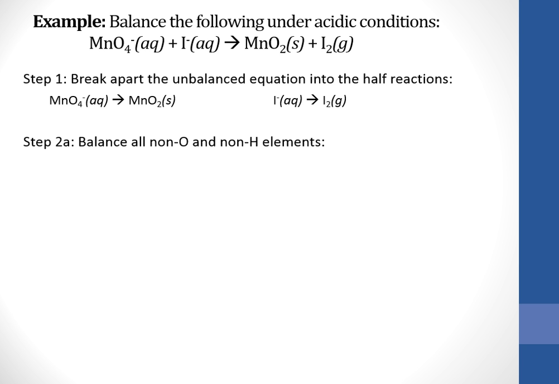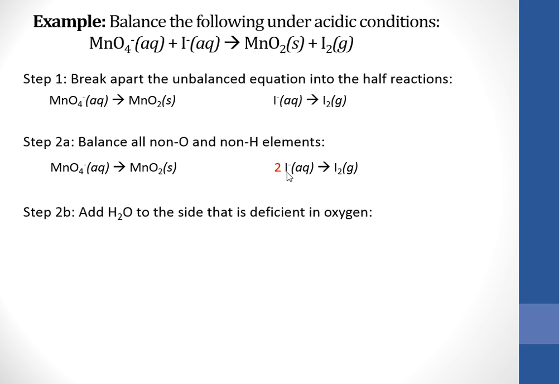In step number 2, we balance all elements that are not oxygen or hydrogen. In our first half reaction, you can see that both the reactant side and the product side only have one manganese, so there are no stoichiometric coefficients that need to be added. In the second half reaction, we have I- going to I2. Therefore, in order to balance the iodines, we have to put a stoichiometric coefficient of 2 in front of the iodide ion.